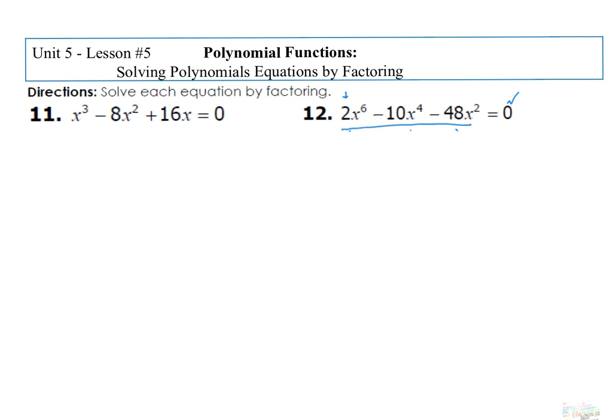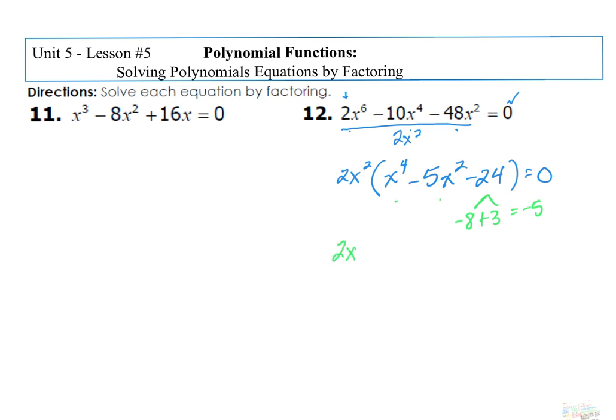And I notice they all have x's in common. I can take out a 2x squared. So that will be the GCF. And then we'll have x to the 4th left, minus our middle term divides out to 5x squared, and our last term, -48x squared divided by 2x squared, is -24. Okay, now that we don't have a leading coefficient greater than 1, we can do a 1, 2, 3 factor tree, looking for what multiplies to -24 and subtracts to -5, and that would be a -8 and a +3.